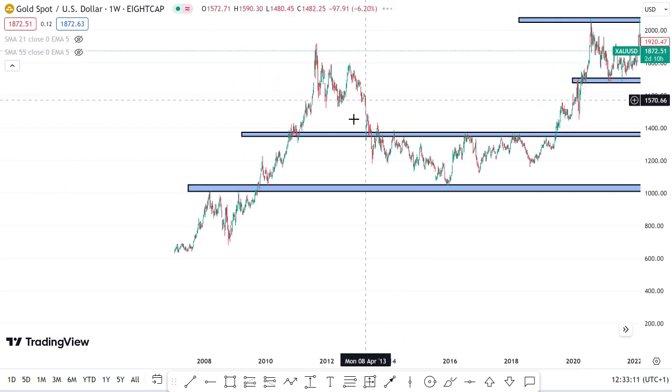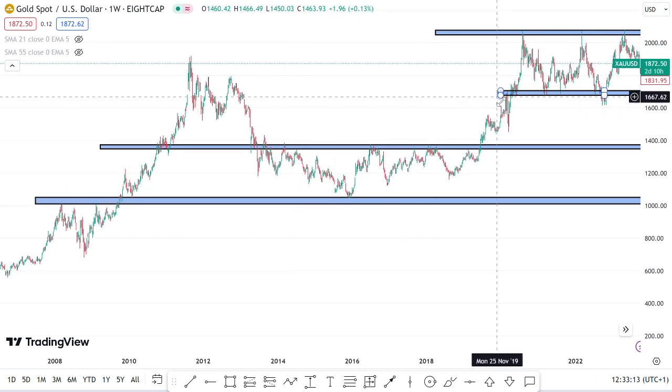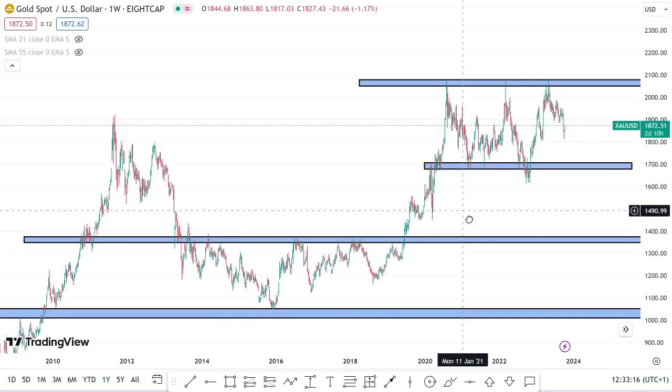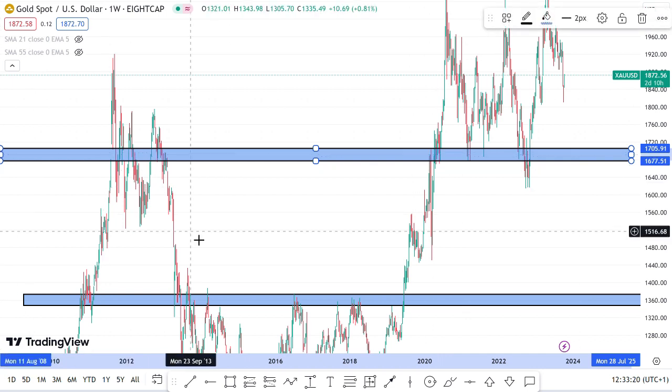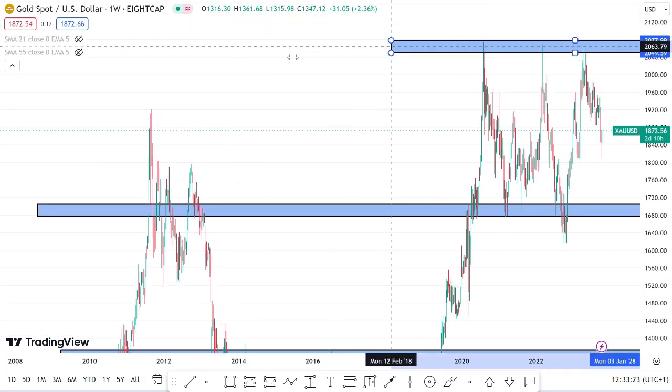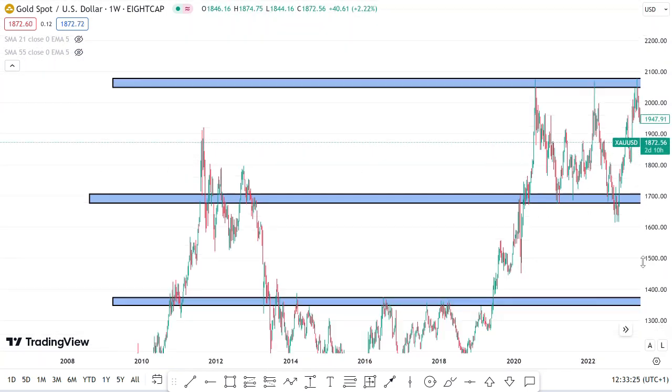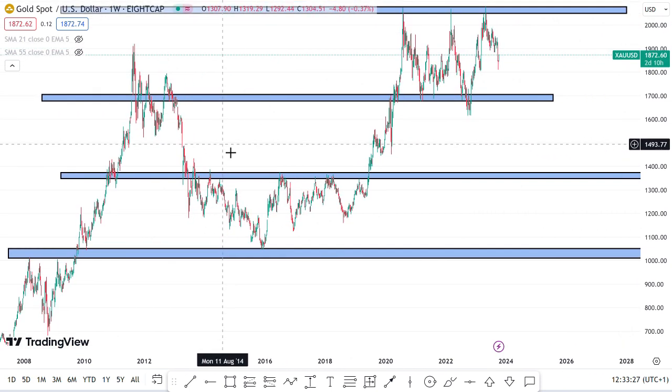Okay, and notice how price respects these levels, guys. Notice how price always respects these levels. I'll drag these zones to the past. That's the past price action, as you can see.